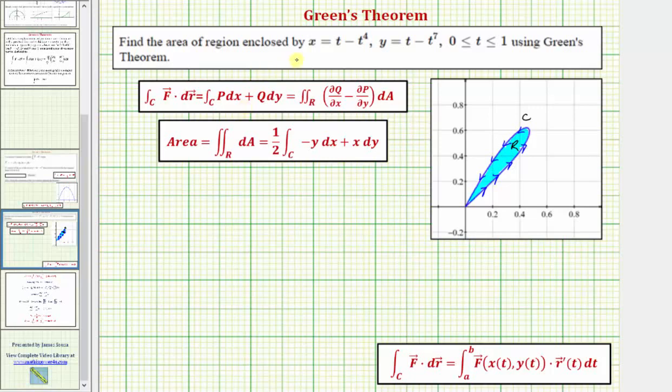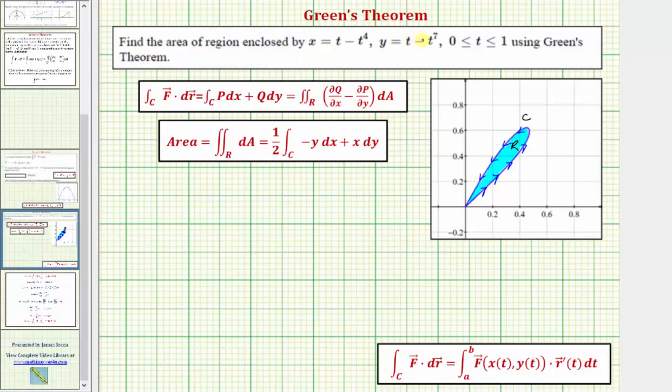We want to find the area of the region enclosed by the curve given by the parametric equations x equals t minus t to the fourth and y equals t minus t to the seventh when t is on the closed interval from 0 to 1. We want to use Green's theorem to determine this area.